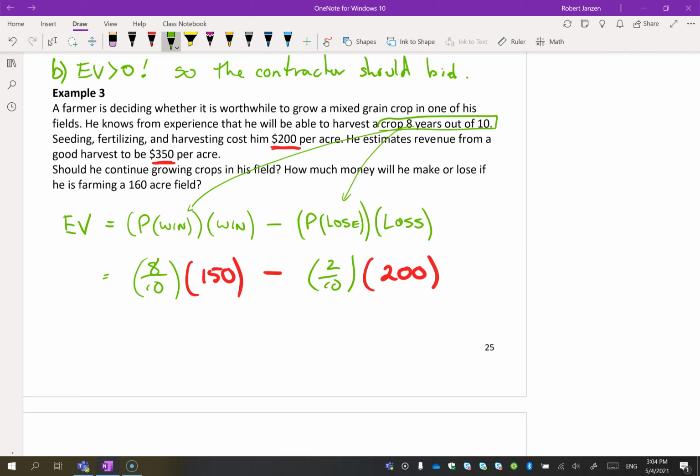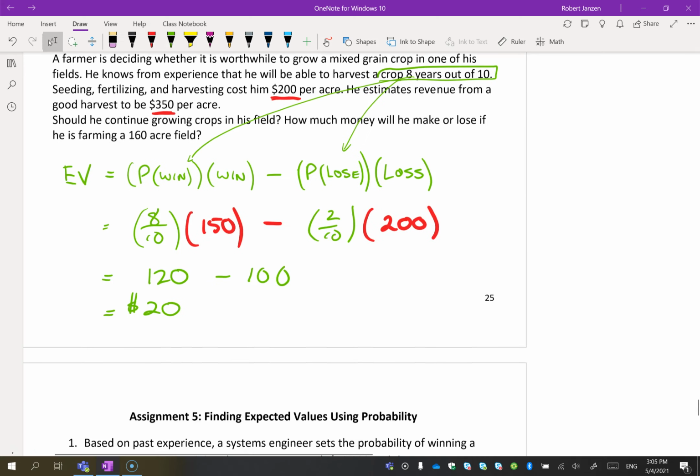So the expected value, well, we go 8/10 times 150. This is 120 minus 100. Oh, sorry, I made a mistake there. This is not 100. This is 40. So I get 80. What does this mean? So that means there's an expected value of $80 per acre.